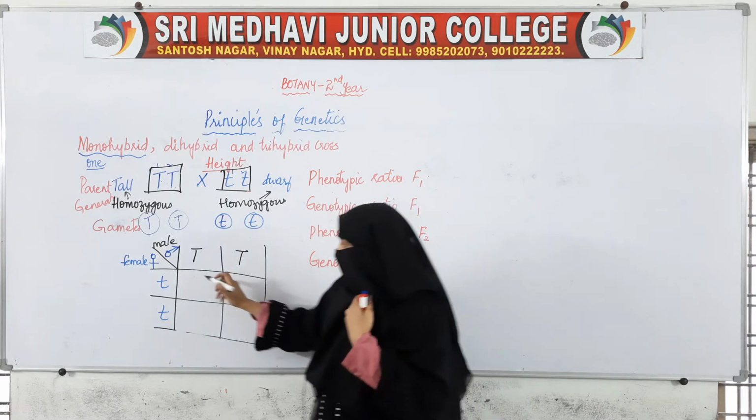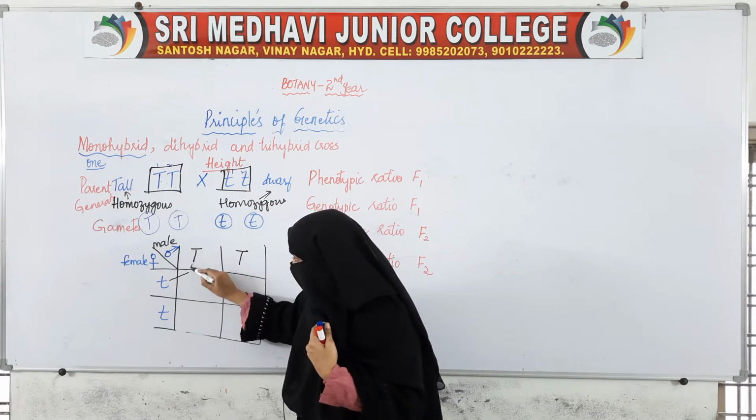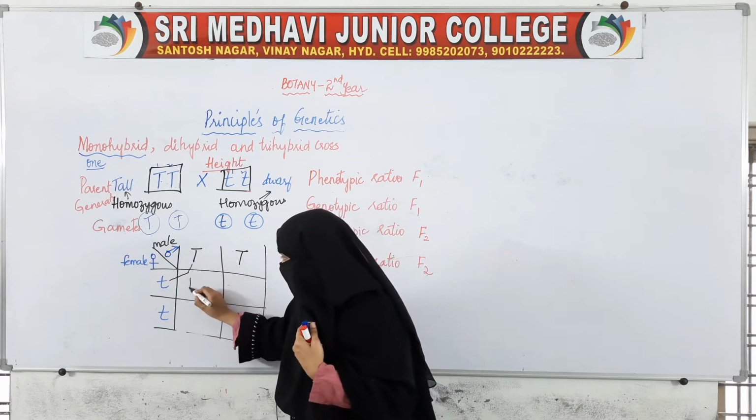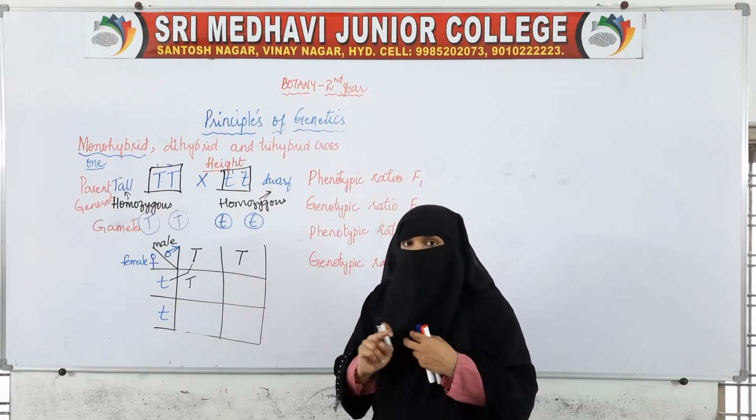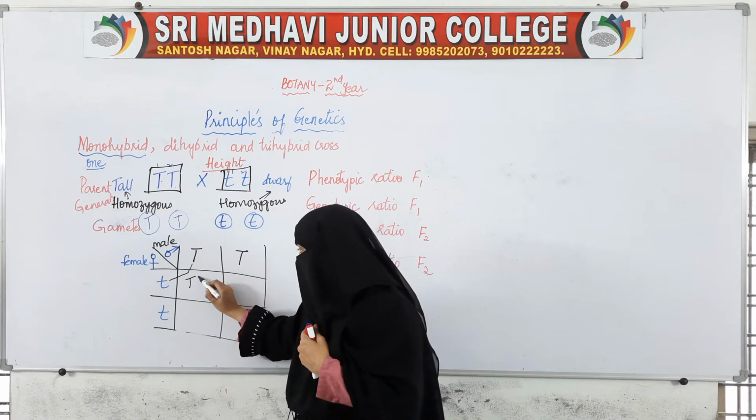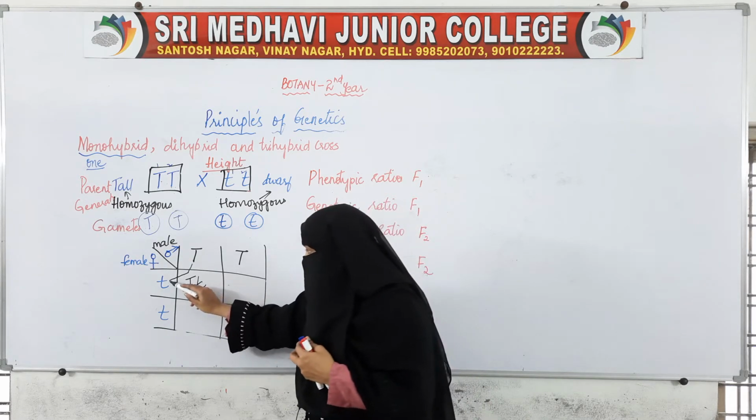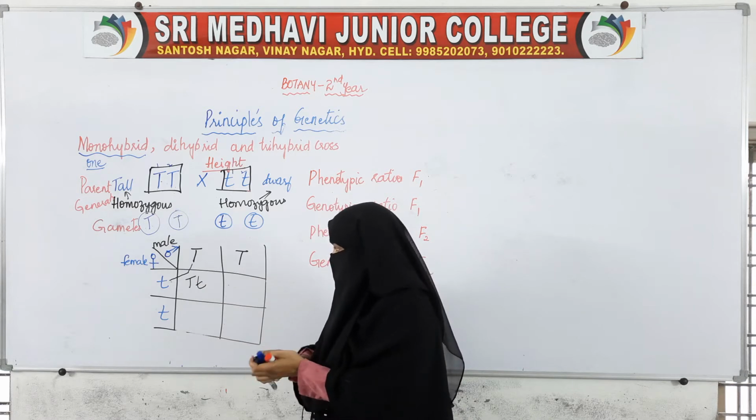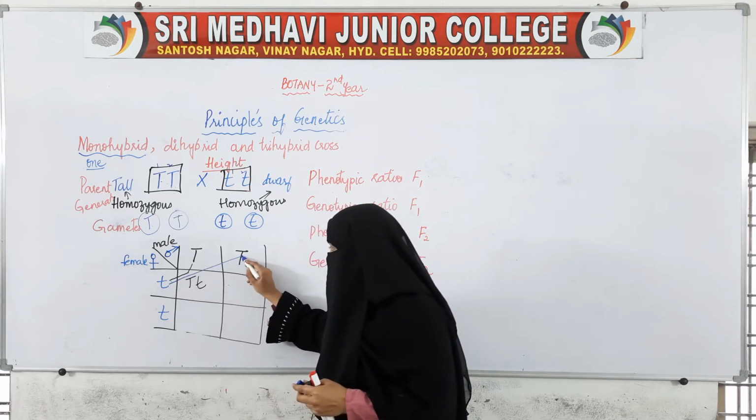So here we see this one. There will be a cross between this and this. What do we get? Capital T. We always write dominant first. Capital T and small t. So now here we will take this and this.